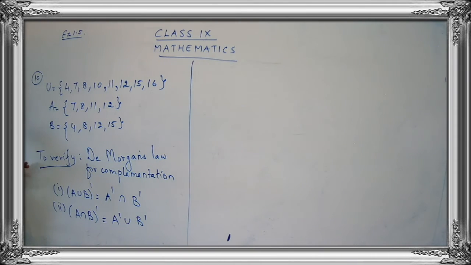In some cases they will just give you the title of the property, or just the heading, and you are going to write down the property for it. Like here we have written the properties that we are going to prove. A union B the whole dash is equal to A dash intersection B dash. A intersection B the whole dash is equal to A dash union B dash. So this is what we have to prove.